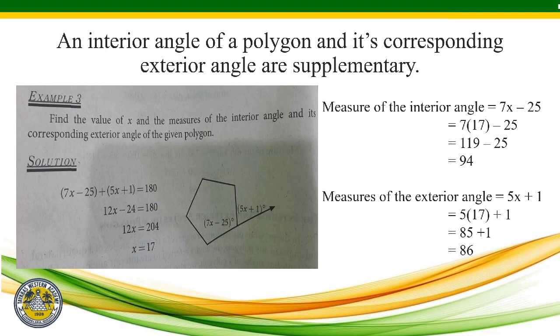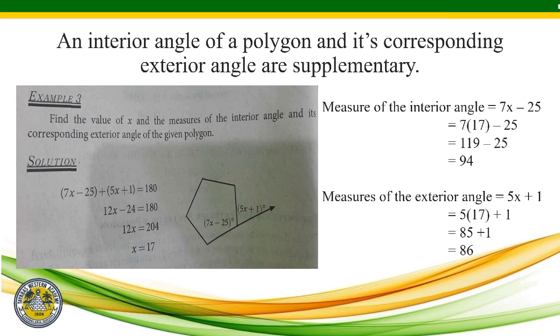So let's use this given example wherein we have to find the value of x and the measures of the interior angle and its corresponding exterior angle of the given polygon. So in this given example, this will be the figure. As you would notice, we have here 7x minus 25 plus 5x plus 1 equals 180 degrees. Then let us combine all the similar terms. So we have 12x because we have 7x and 5x. Then negative 25 and positive 1, so we have negative 24 by the rule of signs, equals 180.